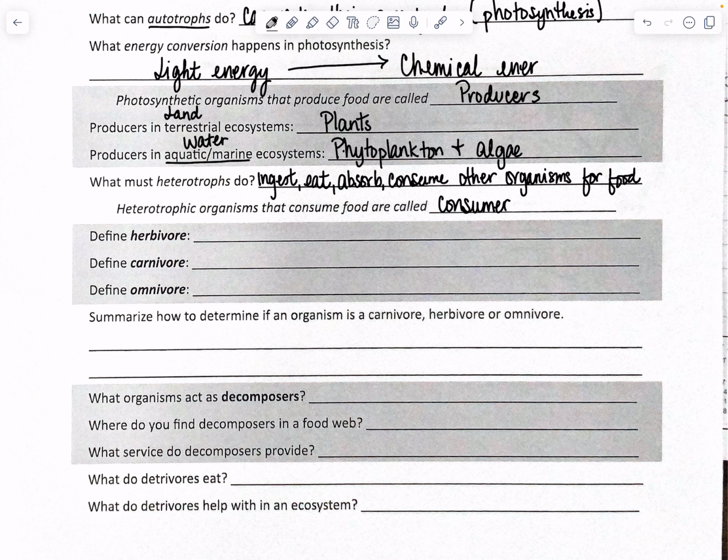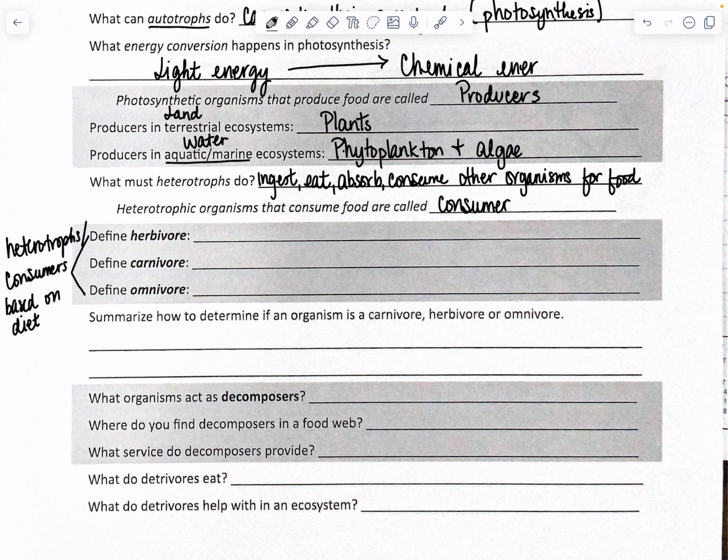Okay? So here, let's draw a little arrow, and we're going to write the words heterotrophs/consumers. And then here we're going to say based on diet. So which of these you are just depends on what you eat.